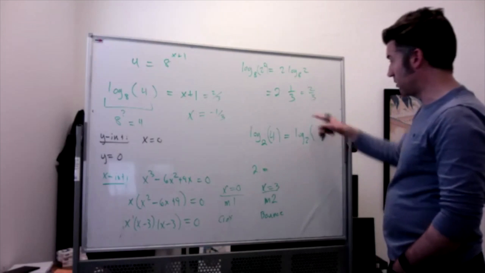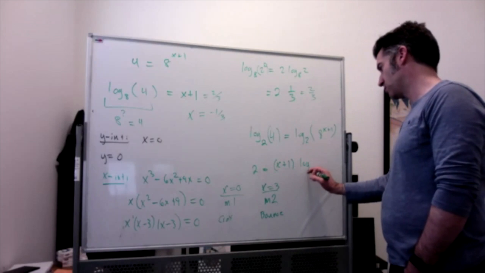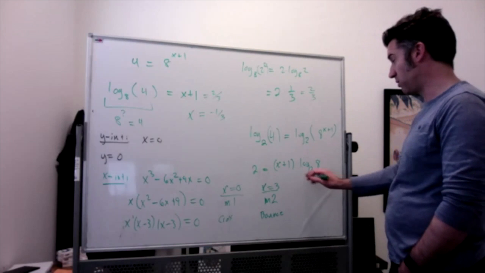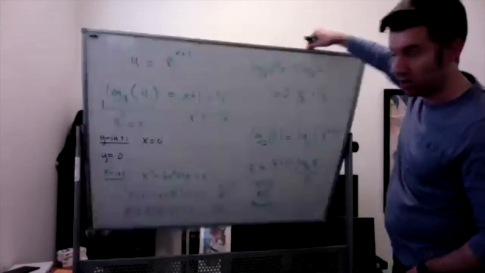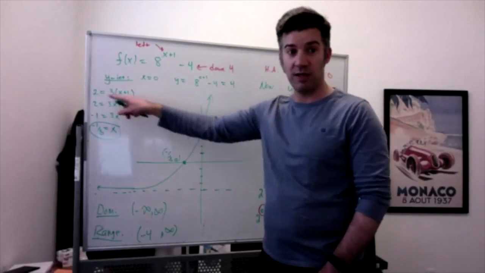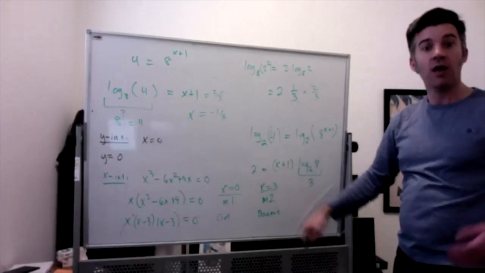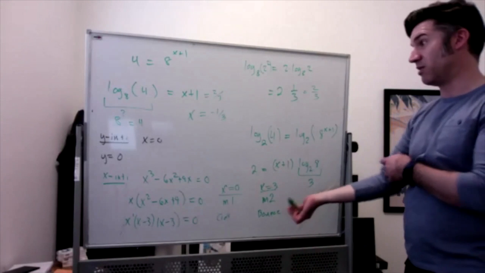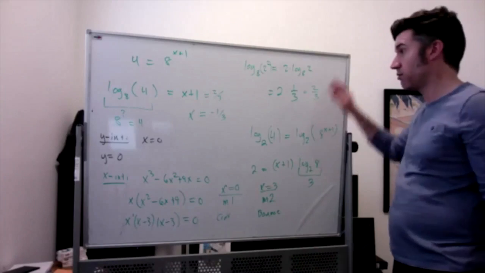And here I can bring down the power. It's x plus 1 times log base 2 of 8. The log base 2 of 8 is 3. And now we're back to where we were before, where we said, oh yeah, 3 times x plus 1 equals 2. So yes, Alejandro, there are many ways you can solve this. You should do whatever you're most comfortable with. Yeah, good questions.